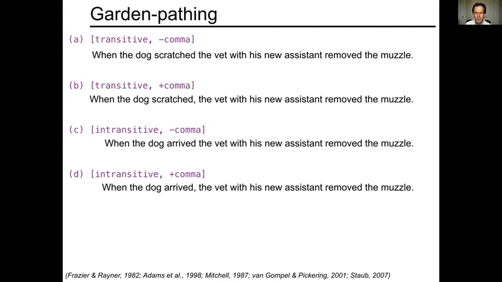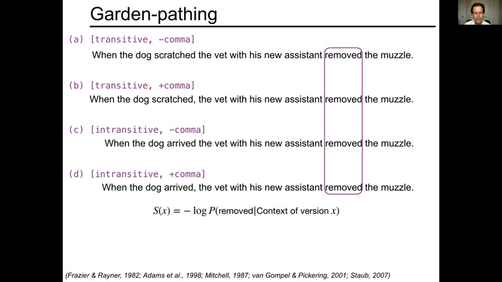So we will assess this effect by looking at the surprisal at the word removed given the context. So in all 4 conditions, let's define the surprisal S of X as shorthand for the surprisal, or negative log probability, of removed given the context of whatever version X is.